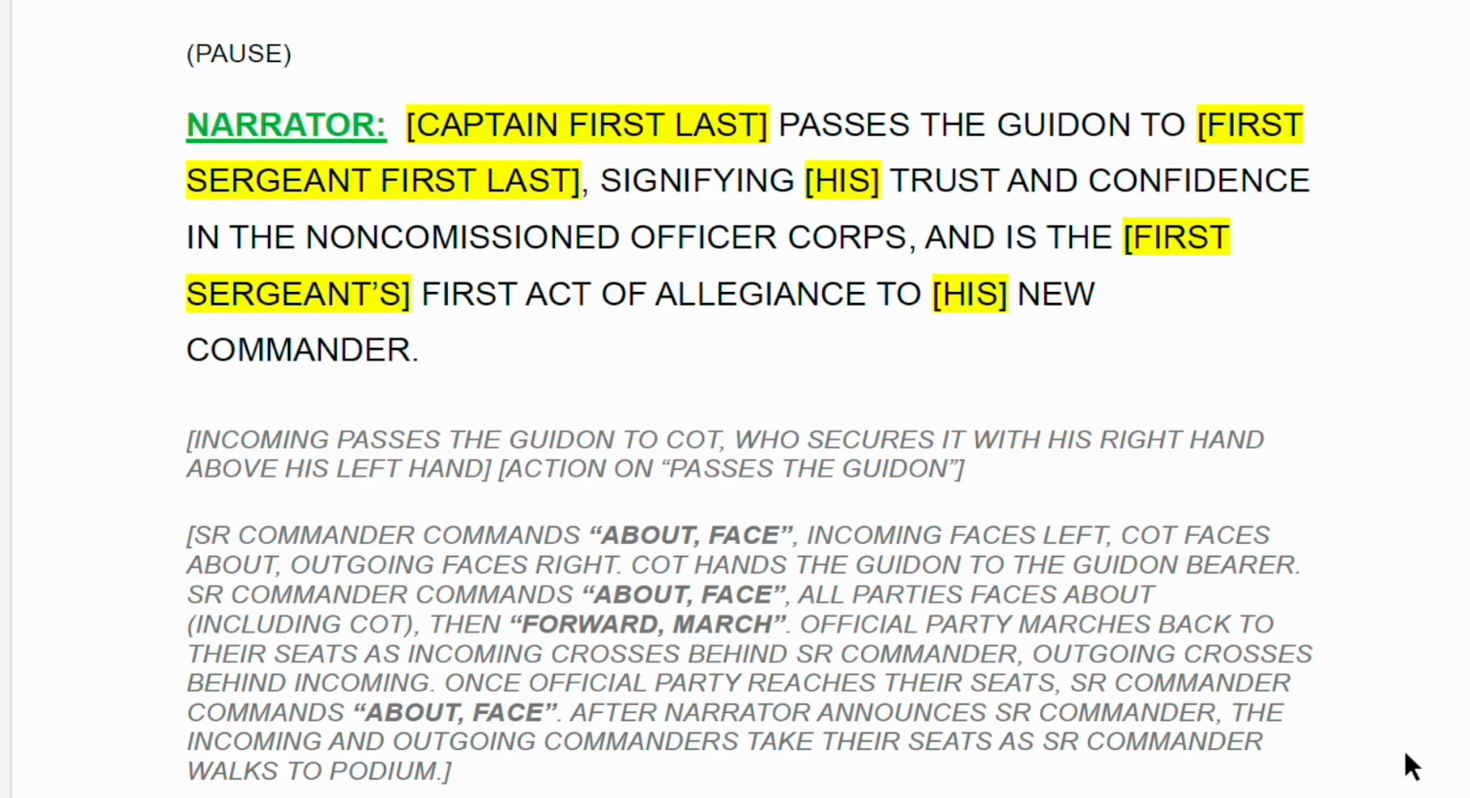Now you see how I read that as the orders portion of an award, because it is a declaration. Read it as such. Do not read this portion like any other portion. Emphasize that at this moment, this person assumes the command, and you need to read it as such. Captain first name, last name passes the guidon to First Sergeant first name, last name, signifying his trust and confidence in the non-commissioned officer corps, and is the First Sergeant's first act of allegiance to his new commander.